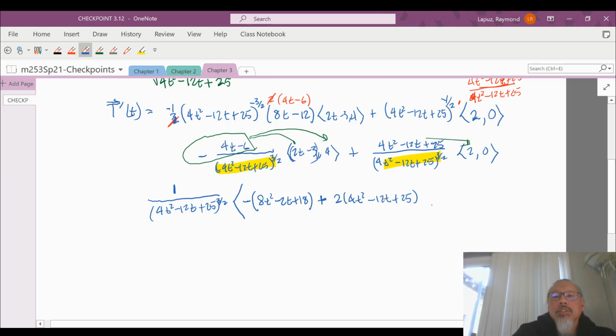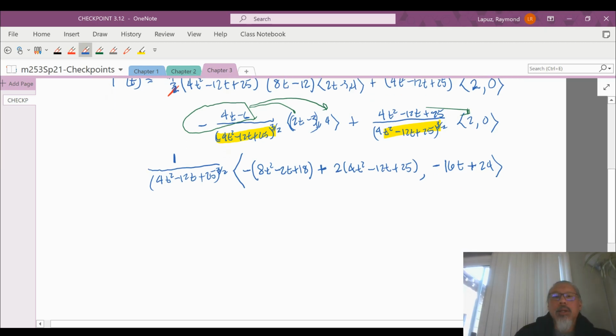Okay, so that's the whole first term, and then the whole second term would be 0 plus, and there's a negative sign here, so it's negative, and this one I can distribute. 4 times 4 is 16t, and 4 times 6 is 24, and that negative, because of the negative sign being distributed, will become a positive. Okay, that's what we have so far.